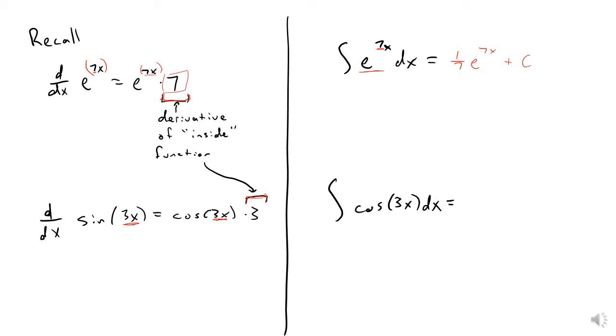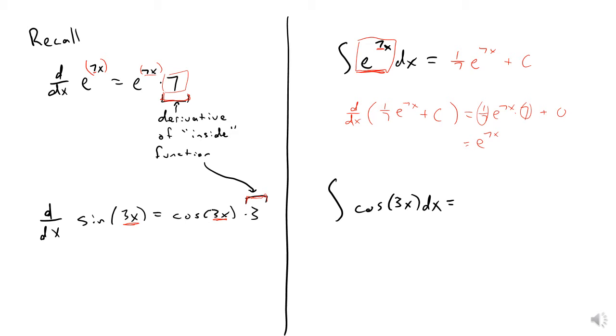You can double check this pretty easily, right? Take the derivative of this function. This is how we check antiderivatives. Take the derivative of your answer and you should get back what you started with inside the integral. If I take the derivative of 1/7 e to the 7x plus c, I would get 1/7 e to the 7x times 7, just like we talked about a second ago. And then plus the derivative of a constant, which is 0. And now the 1/7 times 7 will cancel and give you e to the 7x, which is exactly what we started with inside the integral, so everything works out right.